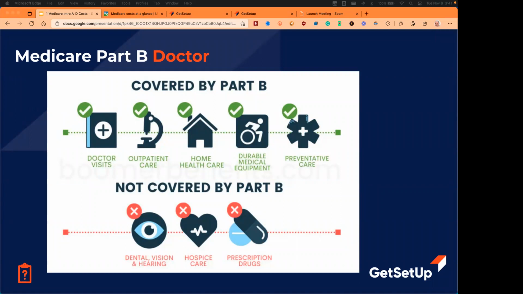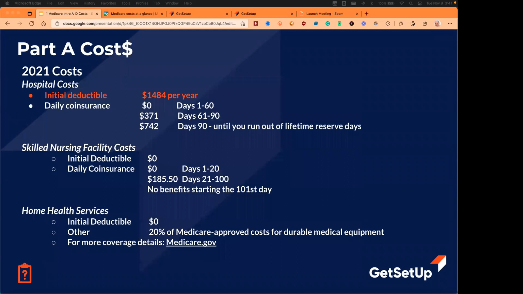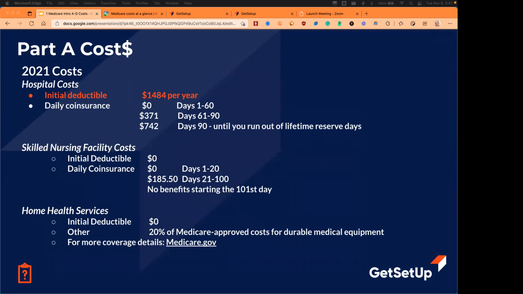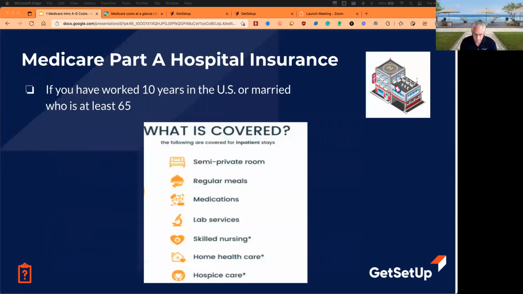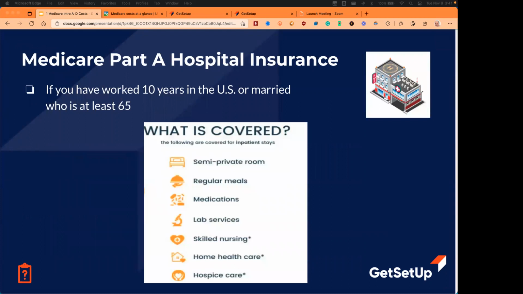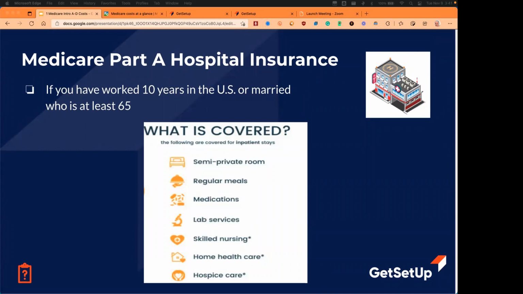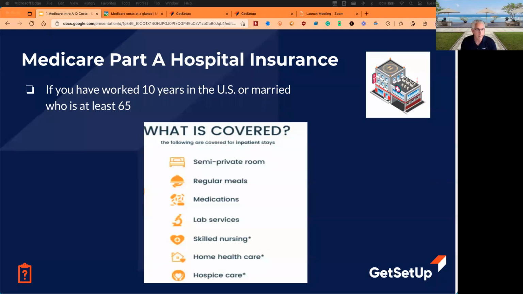In Part A, I saw where it said meals. What is that all about? Yes, that's what it covers. If you're in a hospital, Part A covers a semi-private room, regular meals, medication, skilled nursing, home health care, and hospice care. Okay, so it does cover those things. Good question. Thank you for calling me on that.